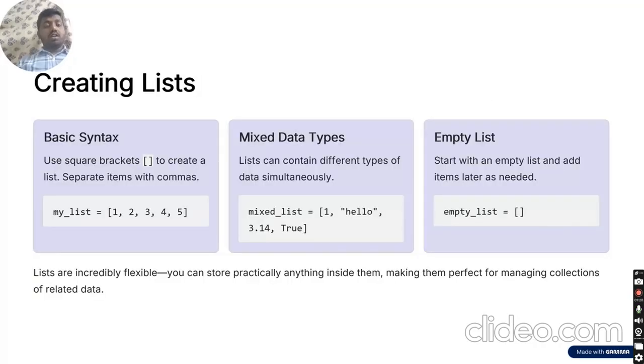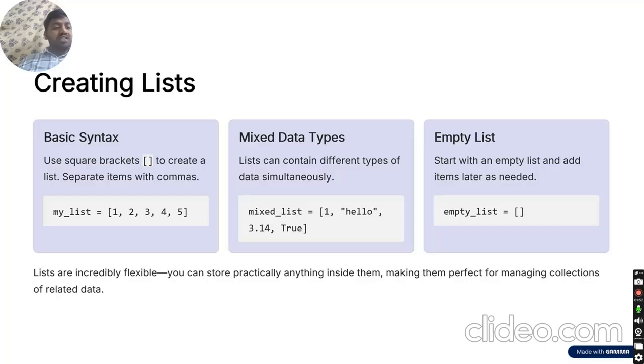Let us go with creating lists. Here you can see the basic syntax of a list, which is created using square brackets, and the values included in a list are separated with commas. In my list, the elements 1, 2, 3, 4, 5 are enclosed in square brackets and separated with commas. The next one is mixed data types.